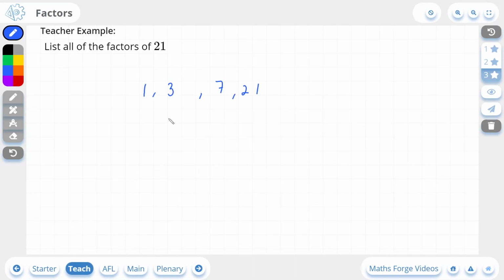How about 4? Well, 4 doesn't work. 4 gets you to 20, but then it skips to 24. And the same with 5 gets you to 20 and skips to 25. And of course, 6 gets you to 18 and skips to 24. So I think these are all of my factors of 21. And if we check our answer, there it is.